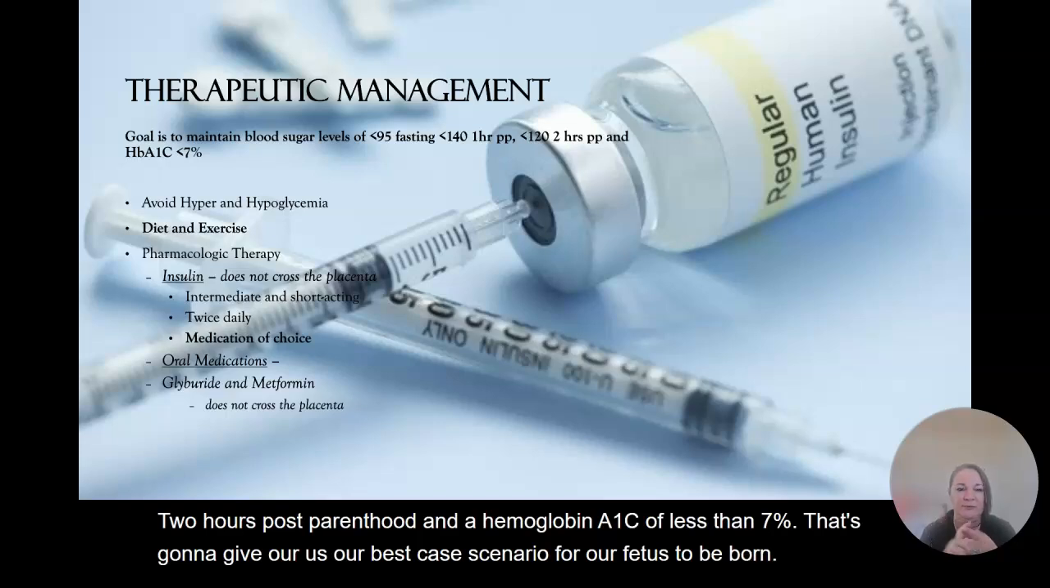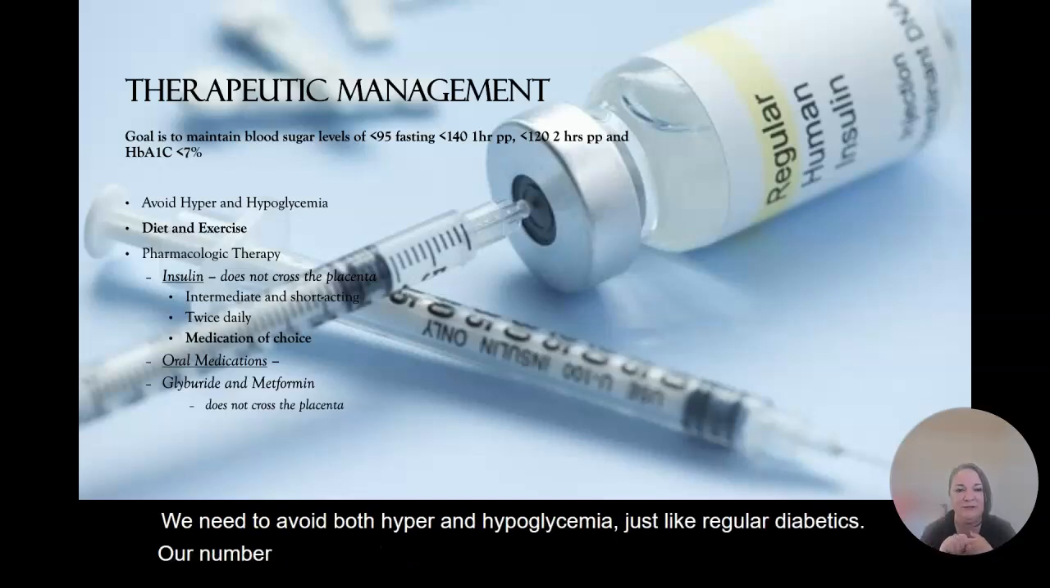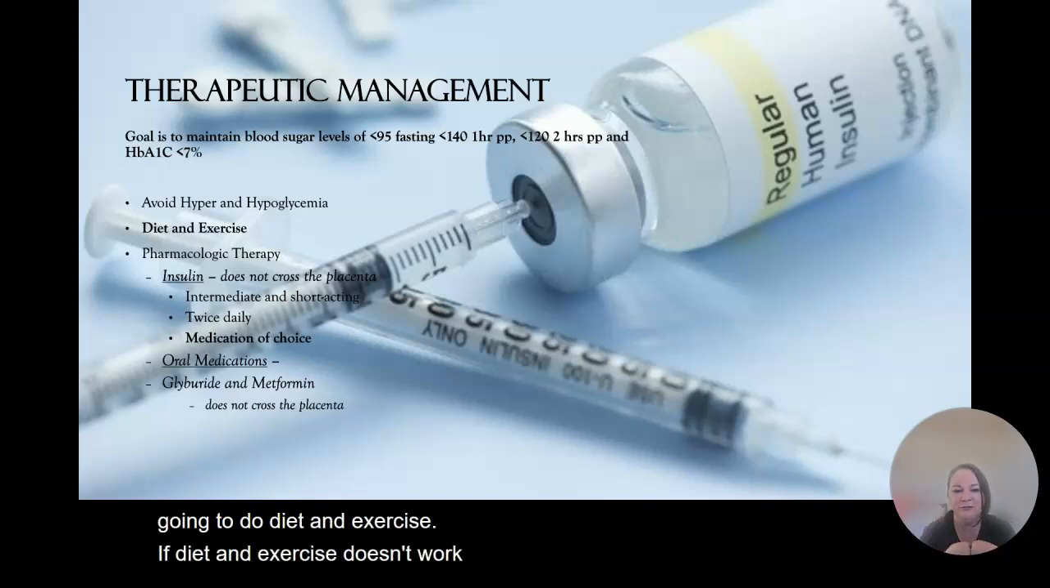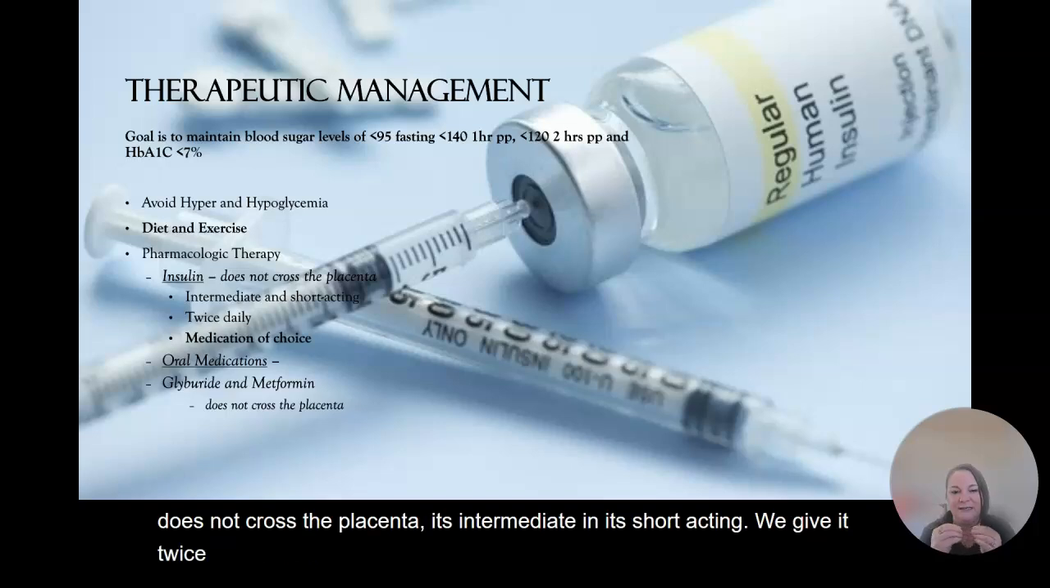We need to avoid both hyper and hypoglycemia, just like regular diabetics. Our number one treatment of choice for gestational diabetes is first, we're going to do diet and exercise. If diet and exercise doesn't work, then our drug of choice is insulin. Insulin does not cross the placenta. It's intermediate and short acting. We give it twice daily, and again, it is the medication of choice.